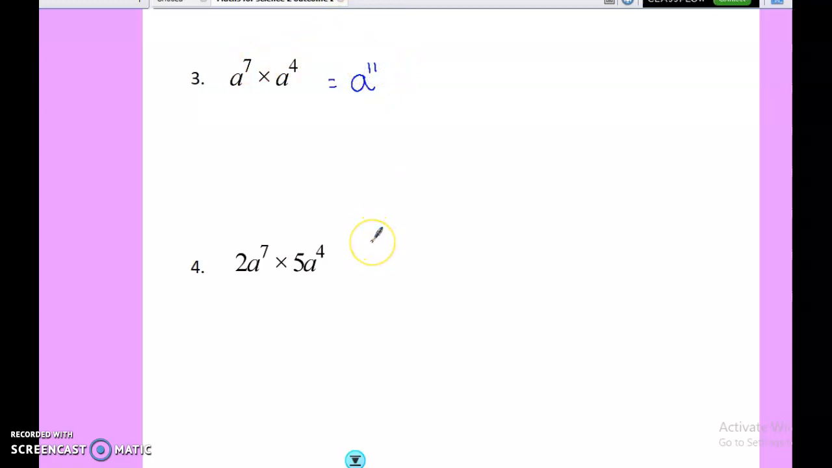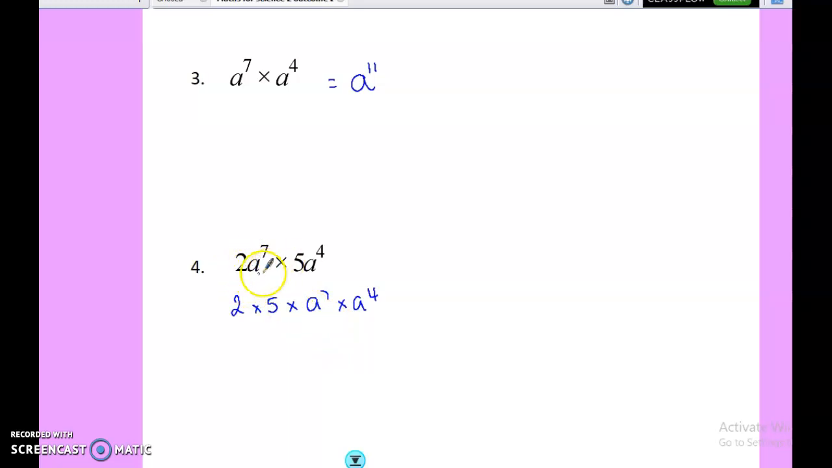It's a wee bit trickier if we put some numbers in front, so like 2a to the power of 7 times 5a to the power of 4, but we can just multiply the numbers as normal. Numbers are always treated the exact same way as they always have been. We don't change numbers just because we suddenly put the powers in. You can think about this as 2 times 5 times a to the 7 times a to the 4 if it helps.